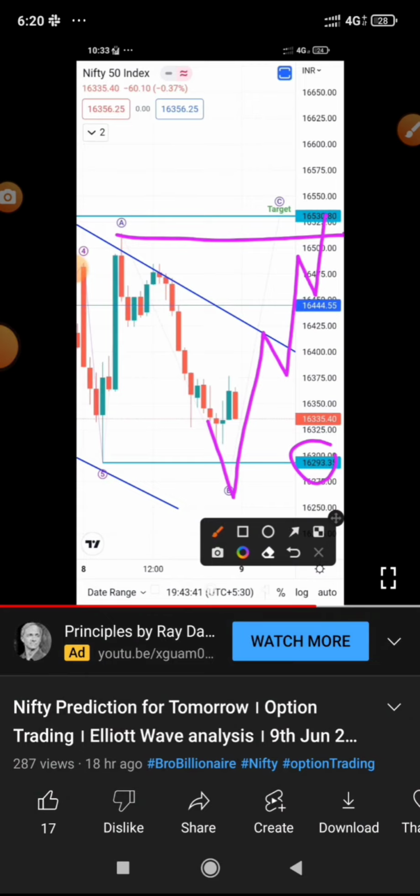We are doing analysis with Elliott Wave, which is used for forecasting price moves and price swings. This is a bit of an advanced method which will help us find out the next trend of the market.